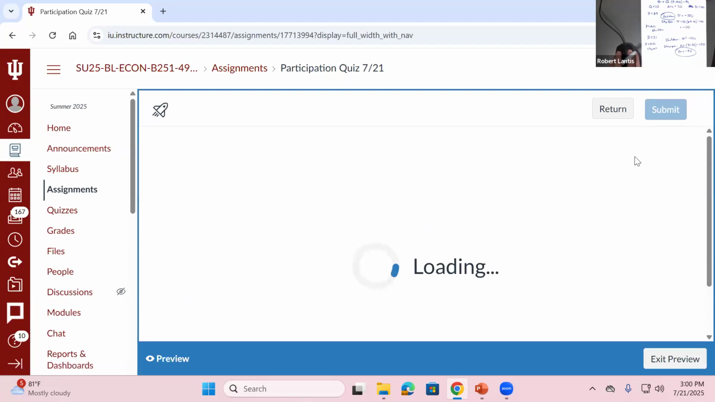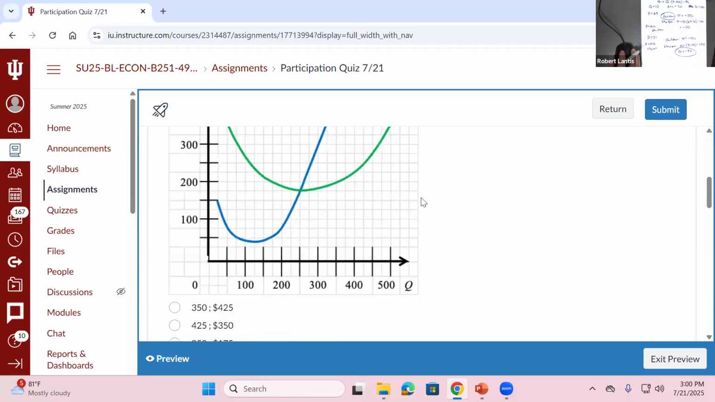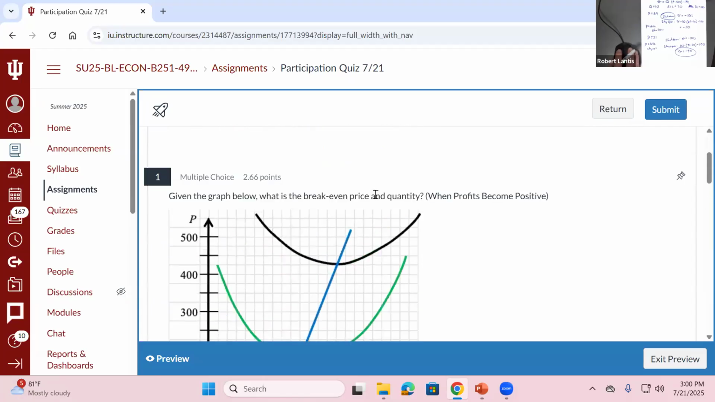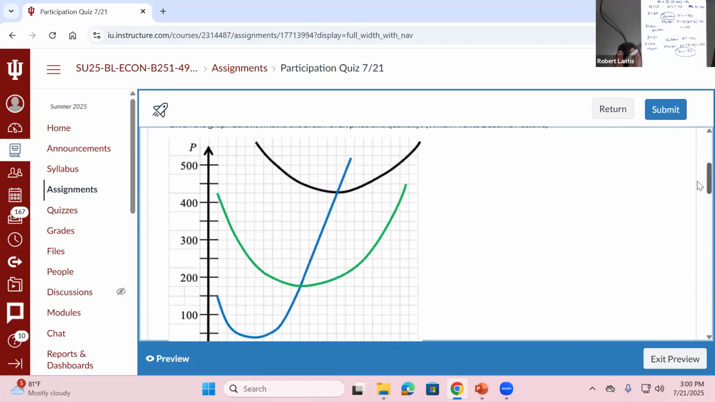But before we get there, okay. So we've got 3 questions here. The first one is, what is the break-even price and quantity of this visual depiction of a firm's cost? Now, I didn't label the costs here, but I should be able to identify from these which is the average total, average variable, and marginal cost curve.